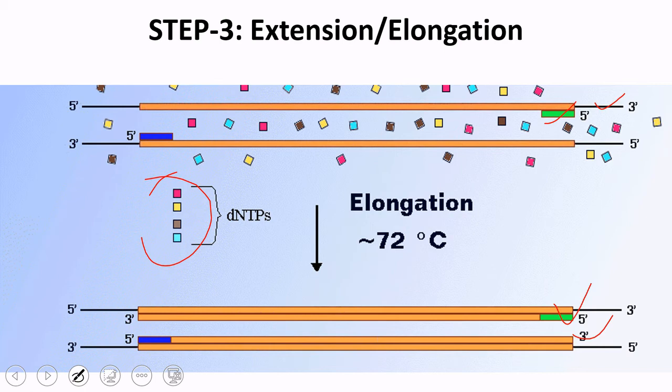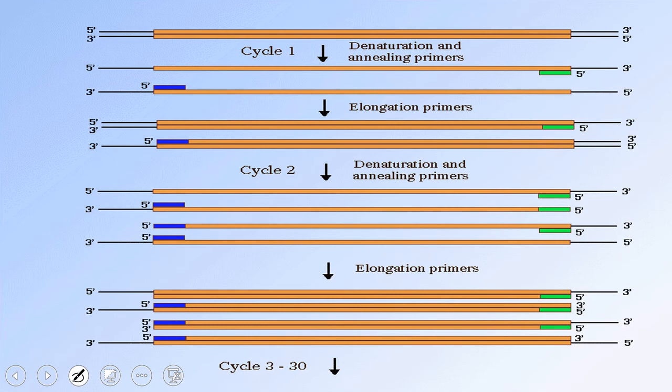So we started from a single double stranded DNA, and after one cycle of three steps, we have two double stranded DNA. We started from this DNA. The first step is denaturation and annealing, so the primer has been added there. After the primer, elongation has been added. So this is one cycle. After one cycle, we have got two double stranded DNA.